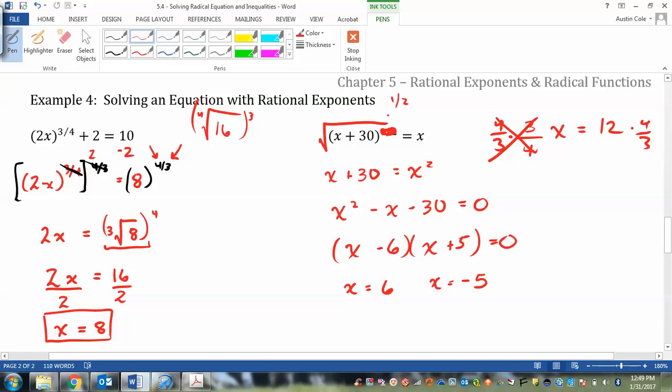Okay, so to answer Tristan your question, he says, do we need to check our answer? You do. Because a radical could be as a rational exponent. So if I plug in 6 here, 6 there and 6 here, 6 plus 30 is 36. The square root of 36 is 6. Does that work? It does. If I plug in negative 5, negative 5 plus 30 is 25. Square root of 25 is 5, so I get 5 equals negative 5. That doesn't work.